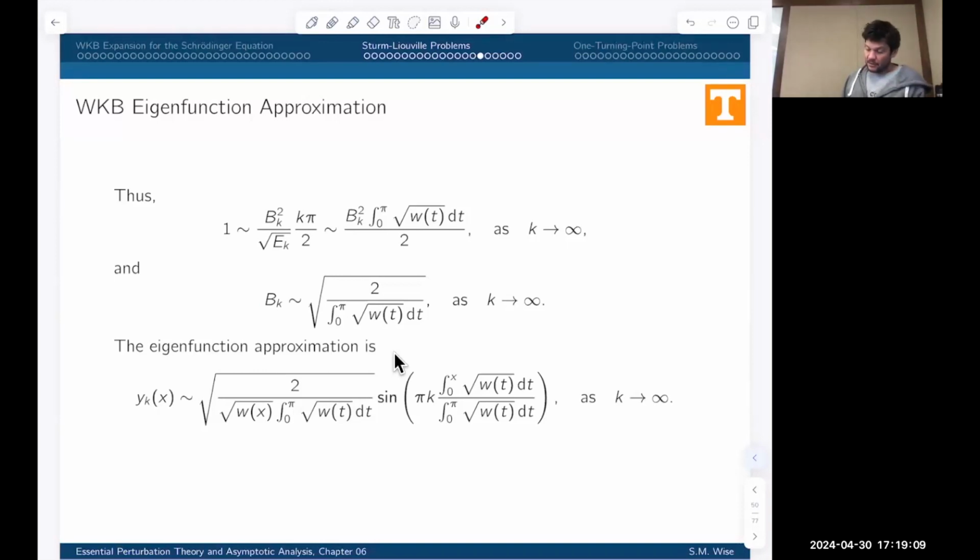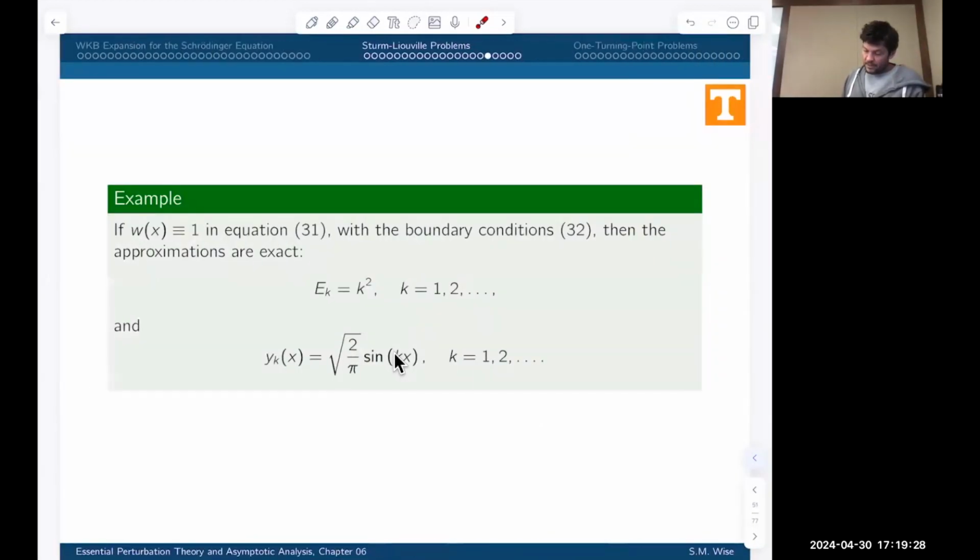So let's try this out on an example. Remember, this should only be appropriate for large values of the eigenvalues, in other words, for K being very large. And for K being moderately small, this approximation shouldn't be all that great. But it turns out it's pretty good. In some cases it's exact.